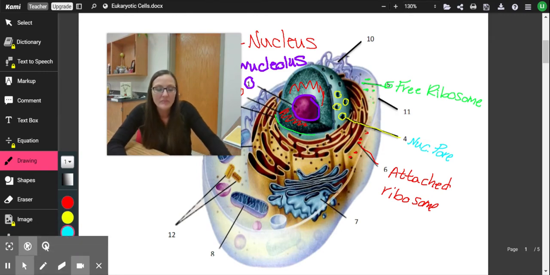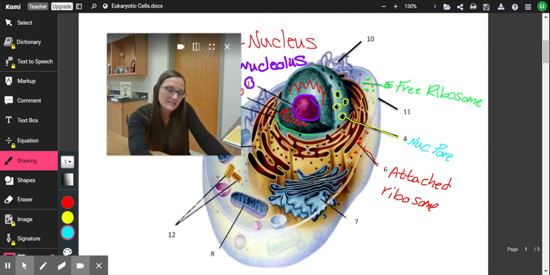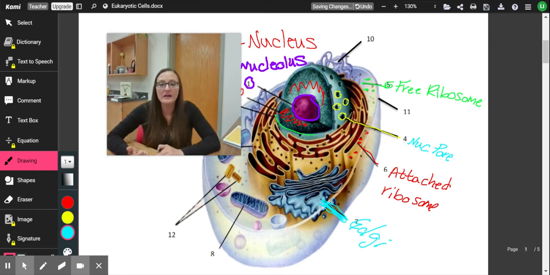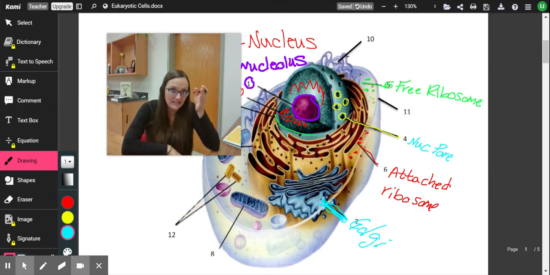Okay. Number 7. Let's see if I can get my 7 right there. Okay, 7 is a Golgi. And it can be a Golgi body or a Golgi apparatus. I don't care what you call it. You can also just say Golgi, and it's fine.